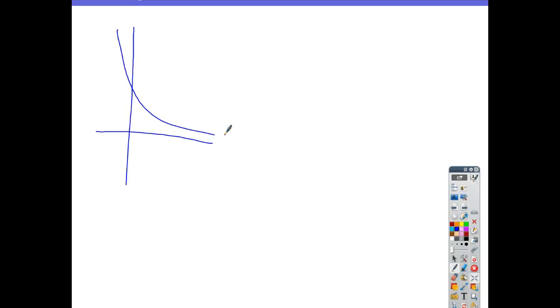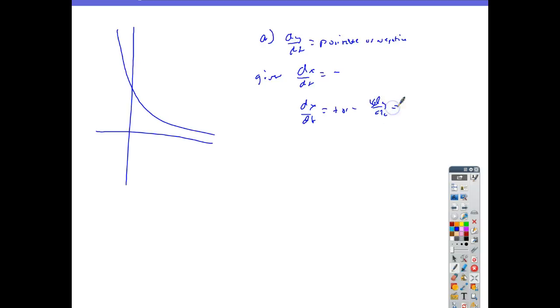It says to determine whether dy/dt is positive or negative, given dx/dt is negative, and then determine whether dx/dt is positive or negative, given dy/dt is positive. Nice. All right. What the heck is that?